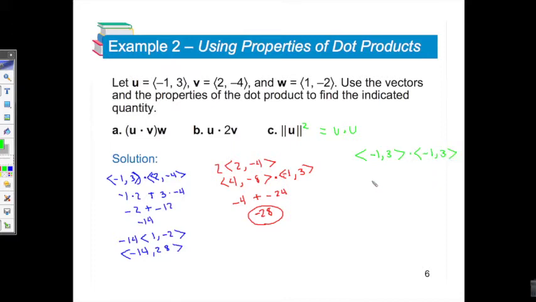Now I got to do the same process again. I multiply the first two together, I get a 1, and I add that to multiplying the second two together, which is 3 times 3, which is 9. So I'm getting a value of 10, the dot product of u and u. Or I could have, again, just taken its magnitude and squared that number. Fantastic.